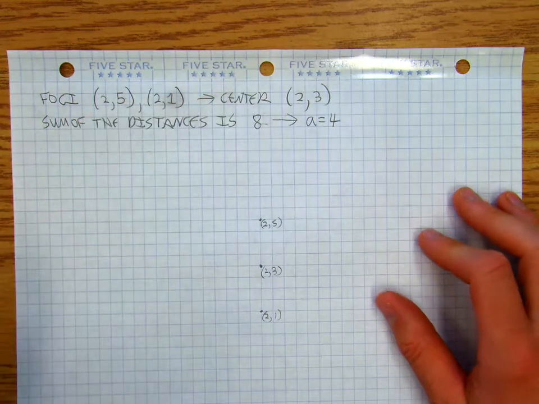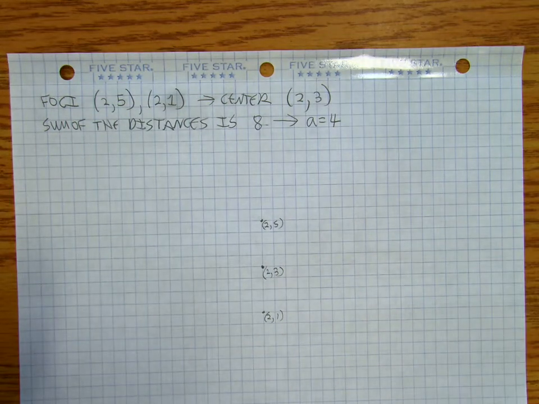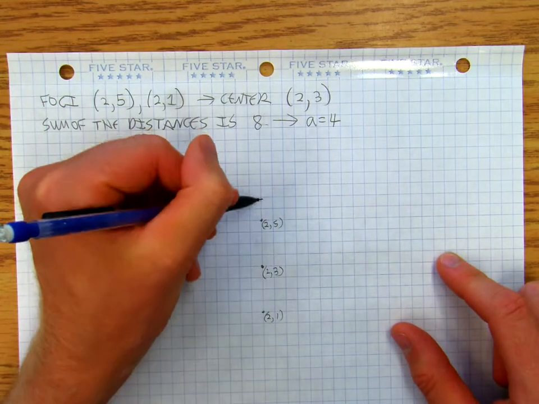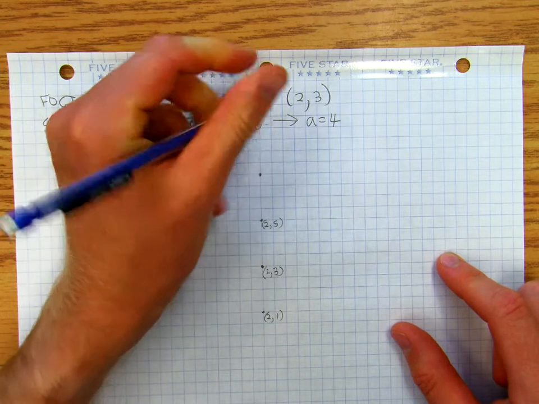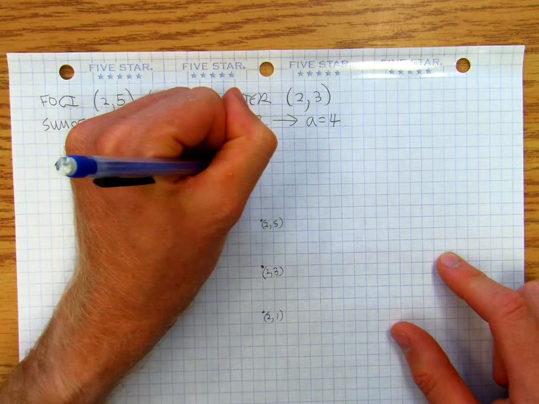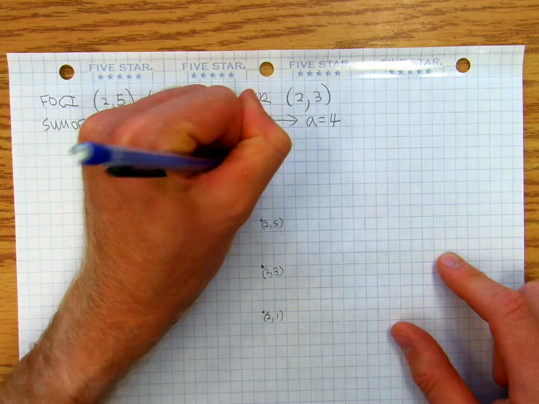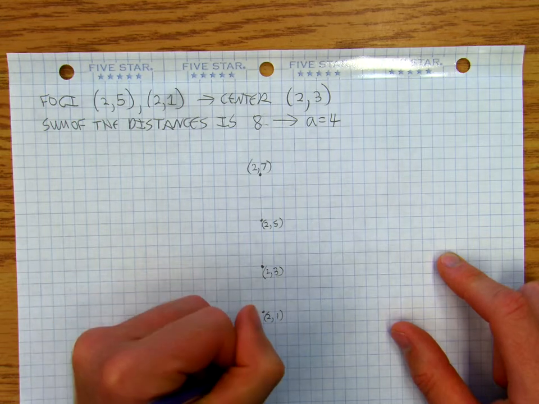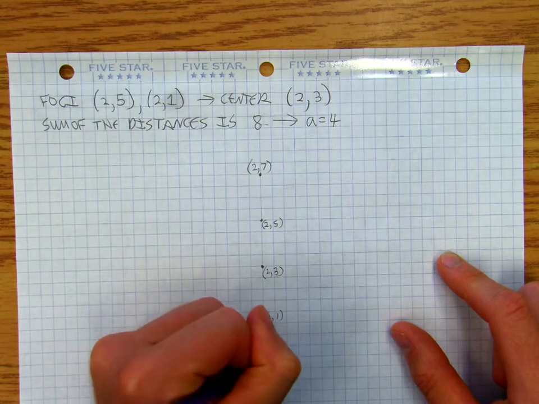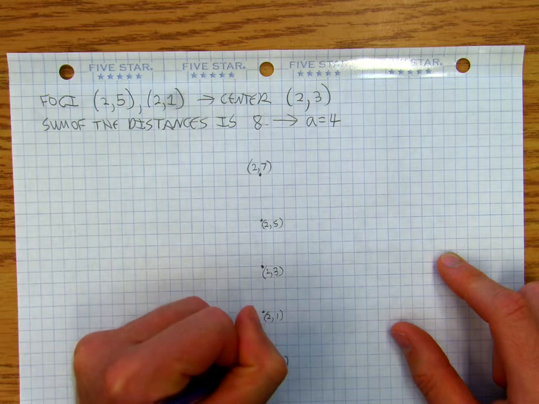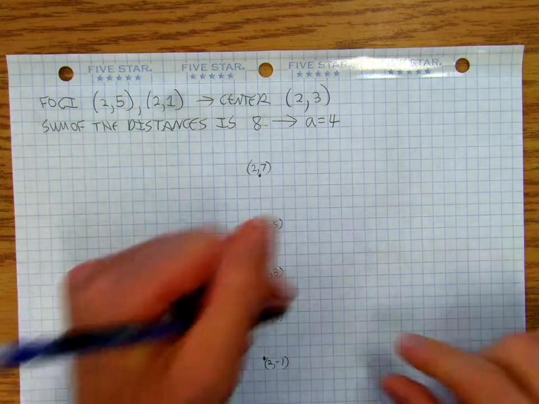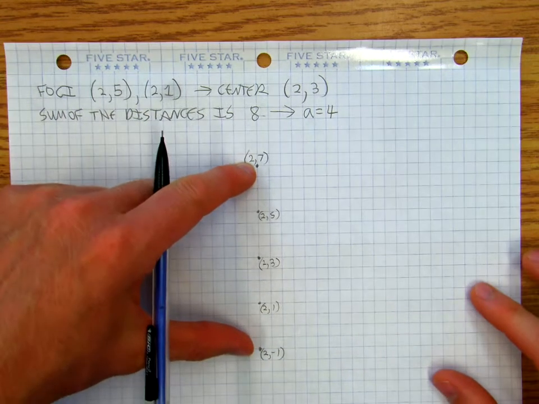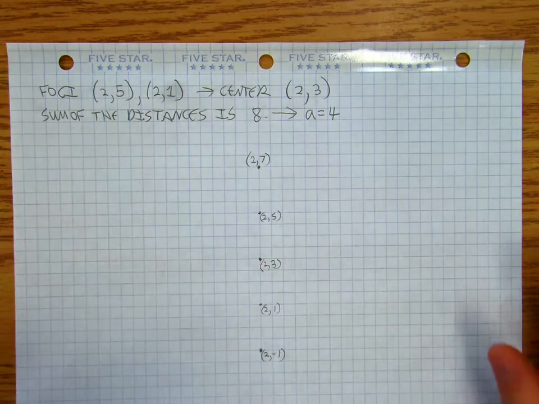As soon as I know that the sum of the distances is 8, that tells me that a is equal to 4. So as soon as I know a is equal to 4, I go 1, 2, 3, 4. I've got a vertex there at (2, 7), and a vertex there at (2, -1). So this is my center, foci, and those are the endpoints of my semi-major axis.